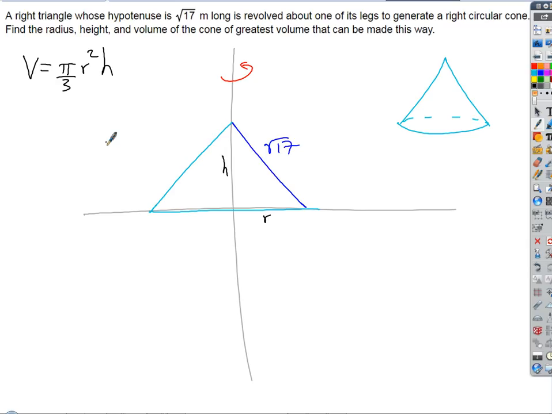Something relating r and h, right? Well, how about that? Yep, that. There you go. Right. Got it right there.